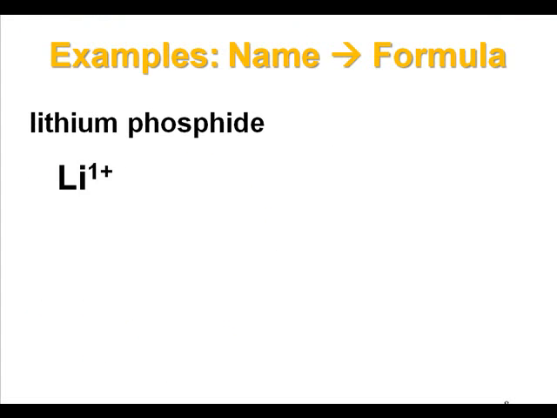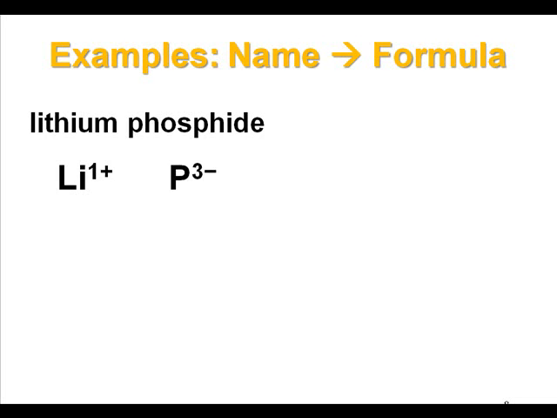How do we give it a name? To name a metal to non-metal, here is our example. Lithium is a metal. Phosphide is the non-metal. And lithium is a +1 because it's in the first column. And phosphorus is a -3.